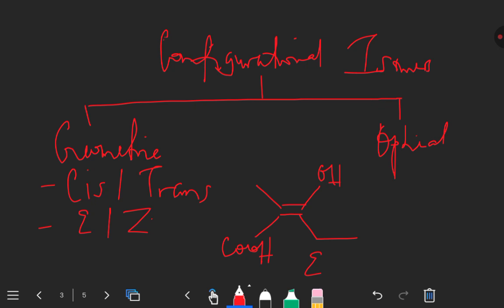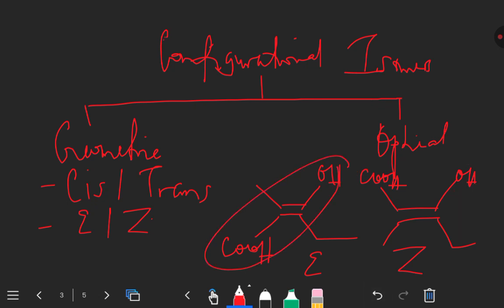But when you are dealing with a scenario whereby you have the functional groups on the same side, then this can be referred to as a Z configuration, or Zusammen configuration, because you can see that the functional groups are on the same side, but for E, the functional groups are on the opposite side. Okay, so that's one thing we are supposed to understand.